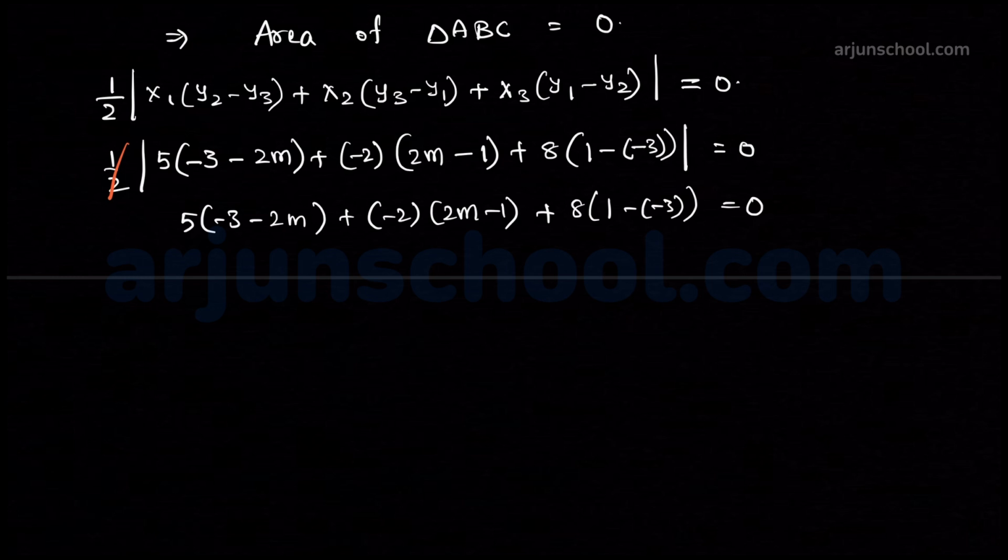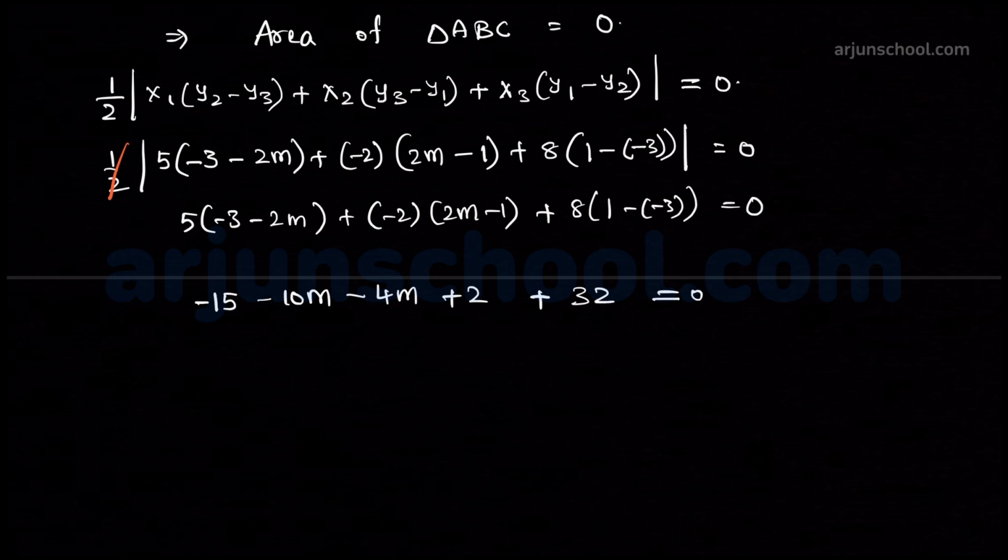Now let us simplify this. 5 times -3 is -15. 5 times -2m is -10m. -2 of 2m is -4m. -2 of -1 is plus 2. 1 minus of -3 is 4. 8 times 4 is 32.